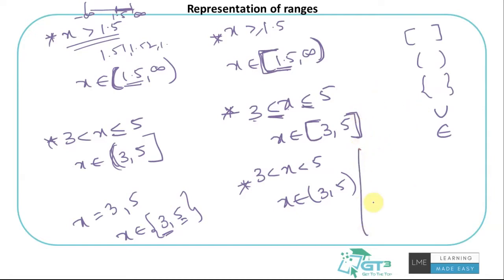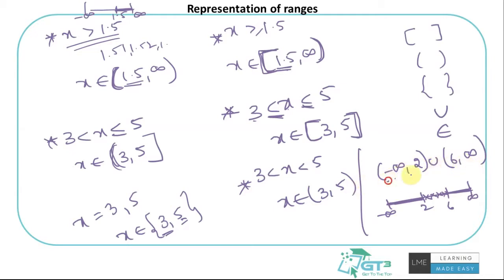Sometimes you'll get to see things like this: minus infinity to 2 union 6 to infinity. What do I mean by that? If I draw a number line, 2 comes here, 6 comes here. This is minus infinity and this is infinity. X can be anywhere here, no issues with that. And x can be anywhere here, no issues with that, but not here. 2 to 6 is not accepted. So minus infinity to 2 union 6 to infinity is fine.